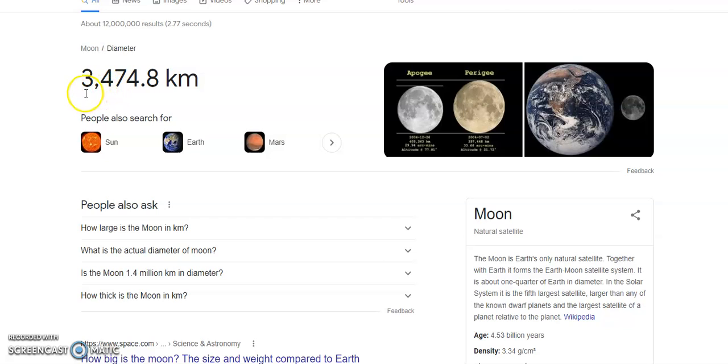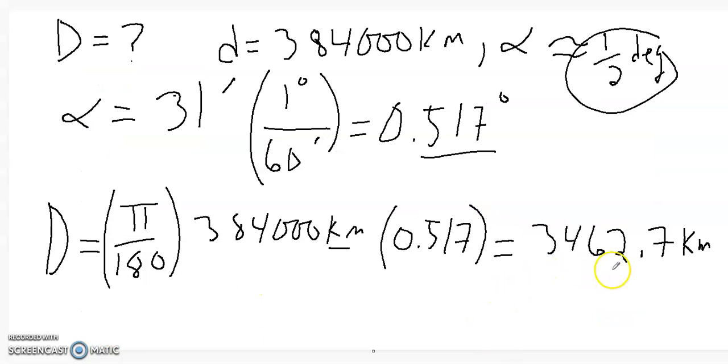I just Googled this. The diameter of the moon is right there. And then, of course, here's our calculation. Not too bad at all. All right, so let's do another example. Keep in mind, in this one we did a conversion between arc minutes and degrees, and we also used our formula for the diameter of something.